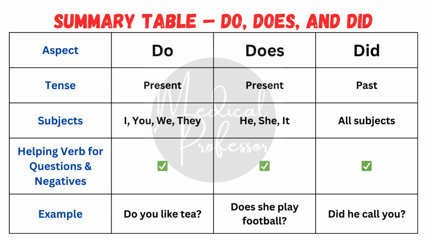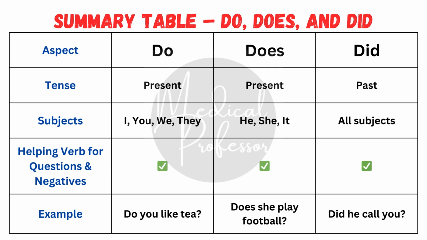First, look at the tense column. Do and does are used in the present tense, while did is used in the past tense. Let's talk about the subjects. Do is used with I, you, we, and they. Does is used with he, she, and it. Did is universal. It works with all subjects.